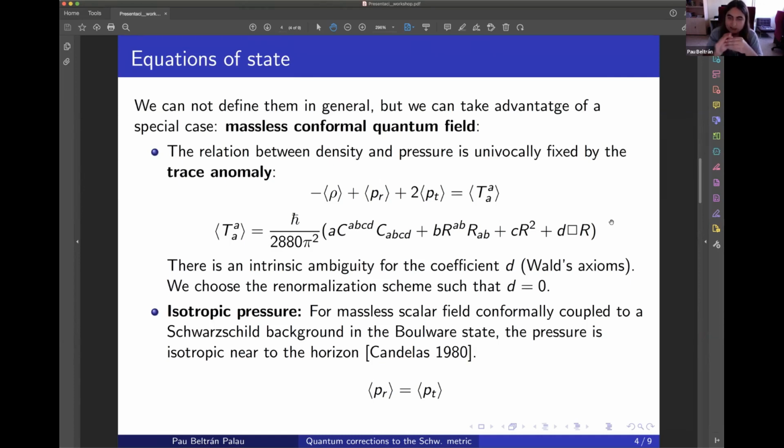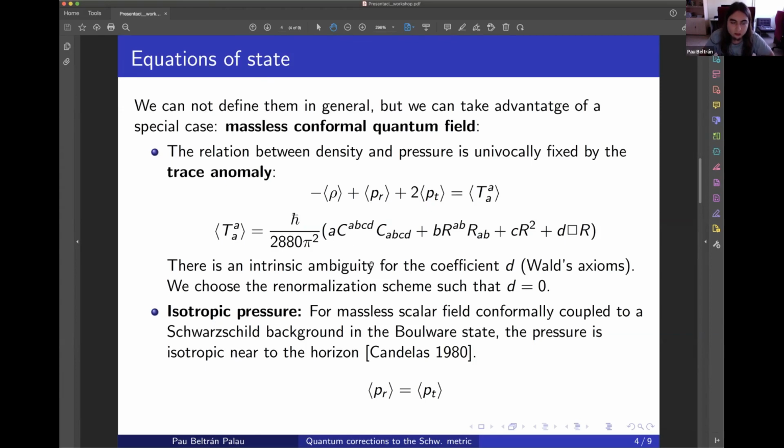And our strategy to avoid this is taking advantage of the intrinsic ambiguity for this coefficient D. Okay, there is an interesting ambiguity in the trace anomaly, which depends on the renormalization scheme. So we choose the renormalization scheme such that this coefficient D is equal to 0, and therefore we can have this trace anomaly in terms only of the first and second derivatives.